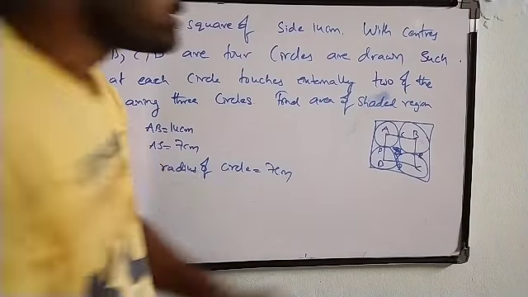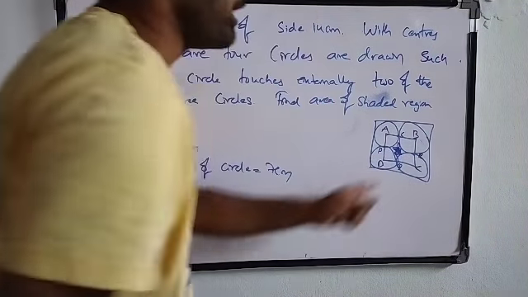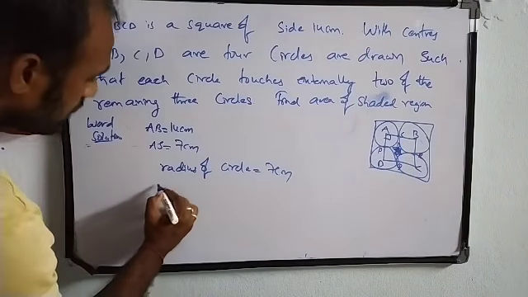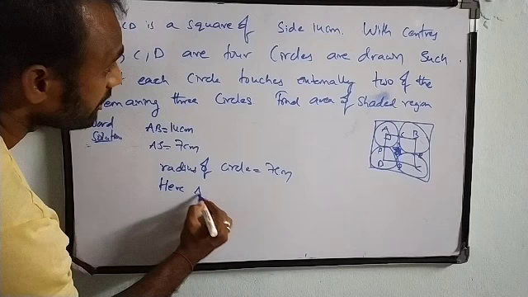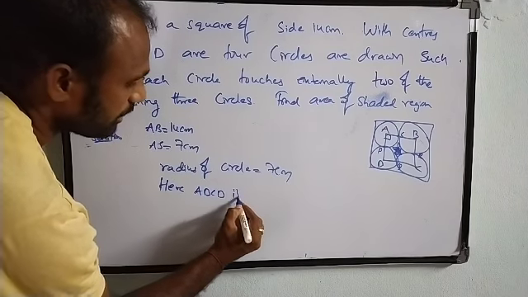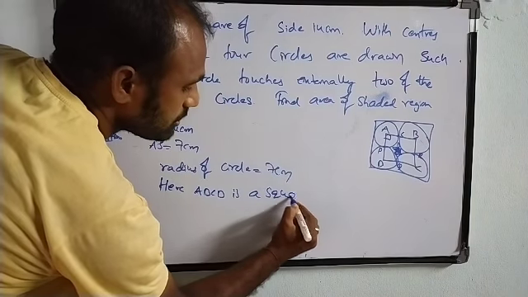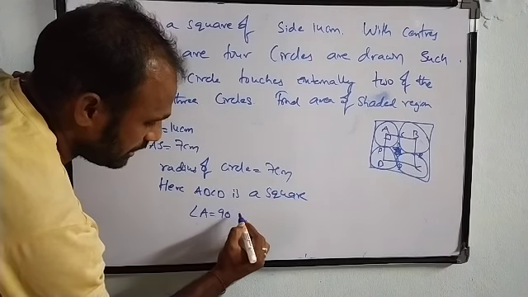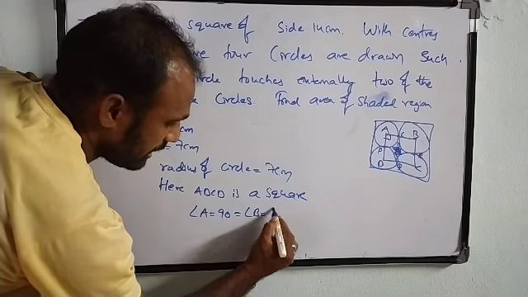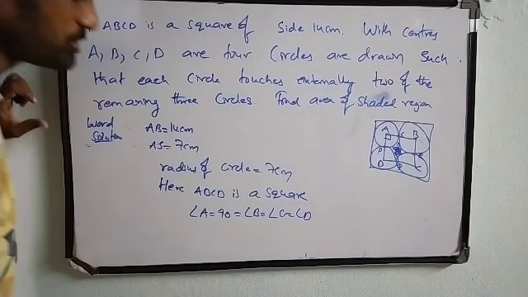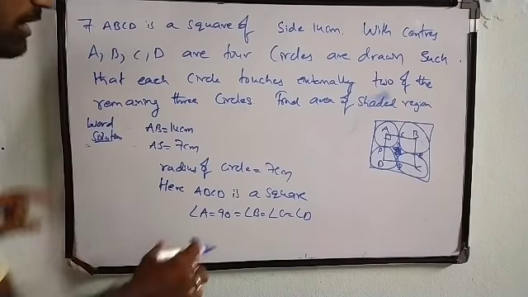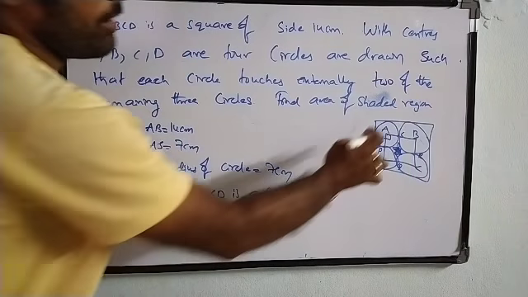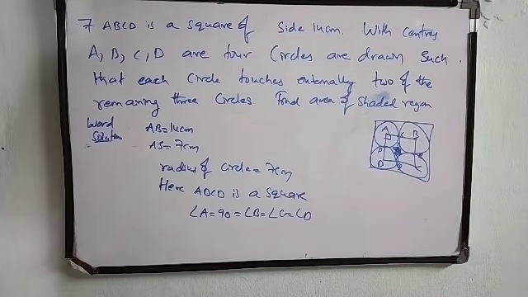So now to get this middle shaded region area, it is nothing but area of the square minus area of the 4 sectors. Here ABCD is a square. So in a square we have a property that angle A is equal to 90 degrees. It means angle B is also 90, angle C is also 90, angle D is also 90. So each and every angle will be 90 degrees. So we can mention it as a sector. So we have to find the area of the square minus the area of the 4 sectors.